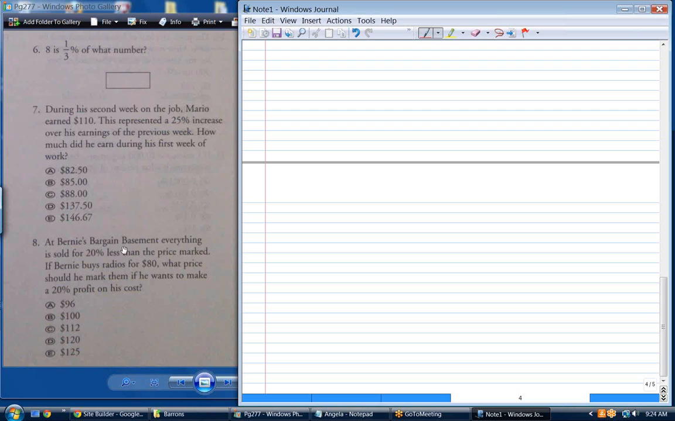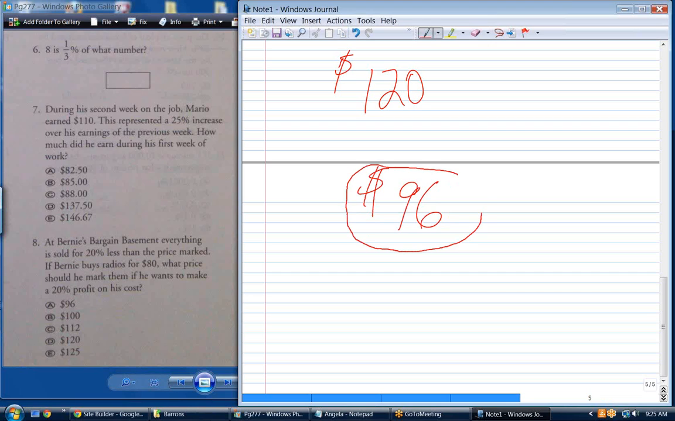Okay. So since everything in the store is sold for 20% off, that's going to sell for $80. If we mark it 100, it's going to sell for 80. Well, he's not going to make any profit at all if he sells them for 80 because he bought them for 80. So we know that's not a high enough price. So now let's try $120. Well, what's the markdown from $120? $24. So if the list price was $120, the customer would pay $96.